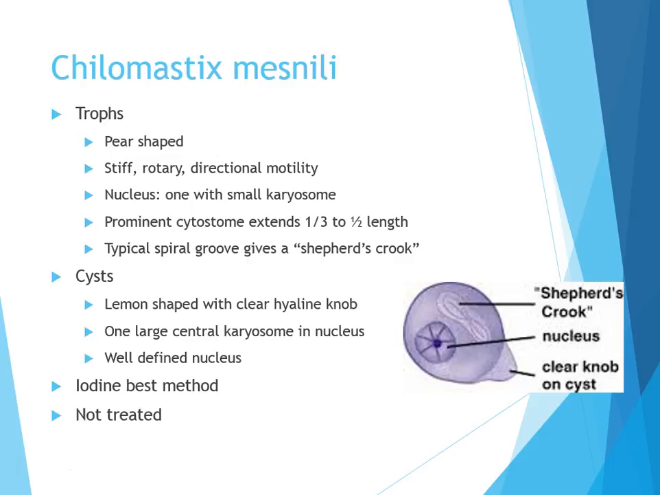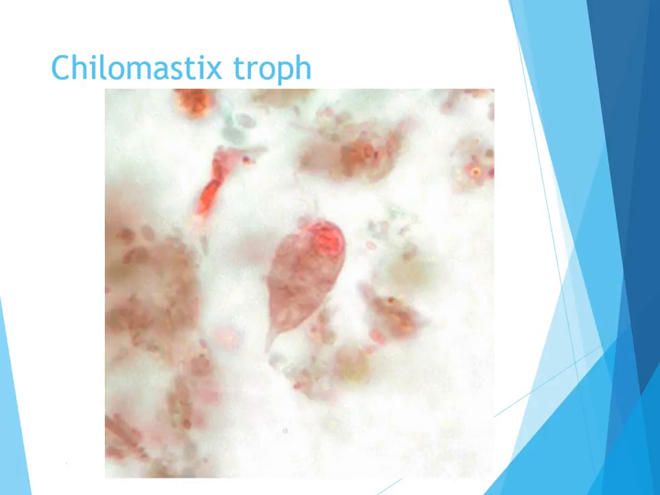The cyst is shaped like a lemon, and it has a clear hyaline knob on the top. 1 large karyosome, a well-defined nucleus. Iodine is used best to identify this. It makes you be able to see the structures better. Okay, so this is Chilomastix.